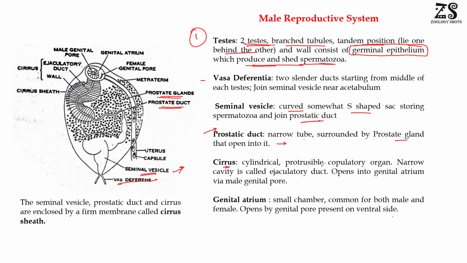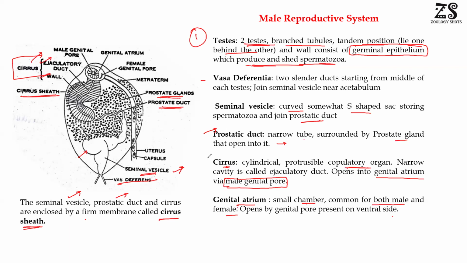Then there is a cirrus, which is your copulatory organ, also known as penis. A cavity known as the ejaculatory duct is surrounded by a wall, and both form the cirrus. Then there is a genital atrium. This is a small chamber which is common for both male and female. Your cirrus opens into the genital atrium by a male genital pore. Also, there is one term which is known as cirrus sheath, which is basically a membrane which surrounds your seminal vesicle, prostatic duct, and your cirrus. So this is your cirrus sheath, which includes your cirrus, your prostatic duct, and your seminal vesicle.